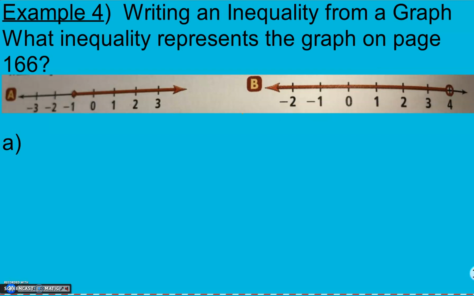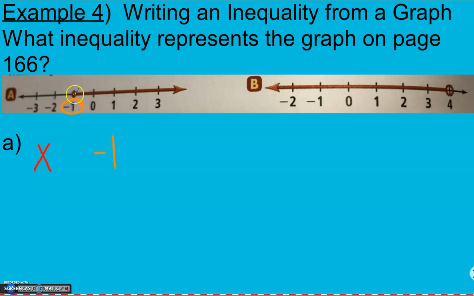In example 4, we're going to work backwards. We're going to write an inequality from a graph. So in A, I'm going to start off with all real numbers x. Then I look at my inequality. I have a boundary point at -1.